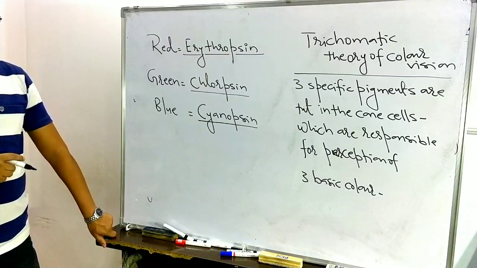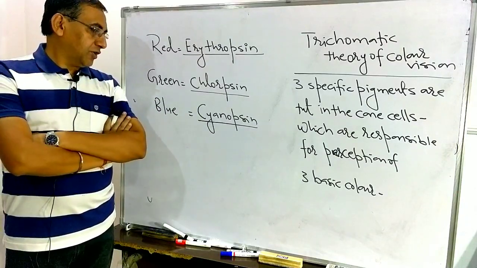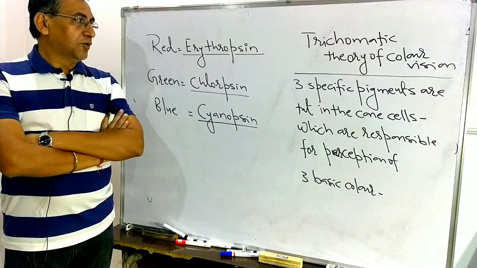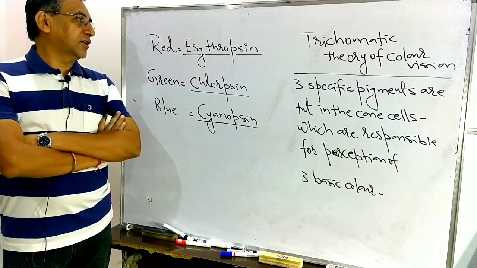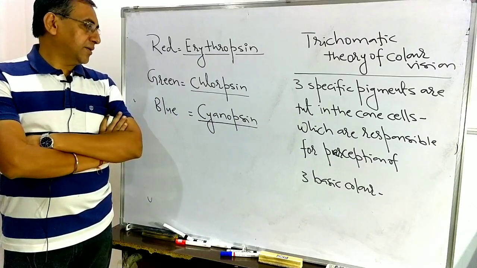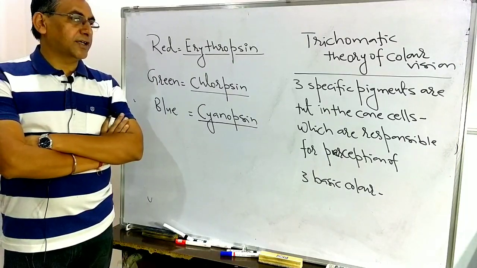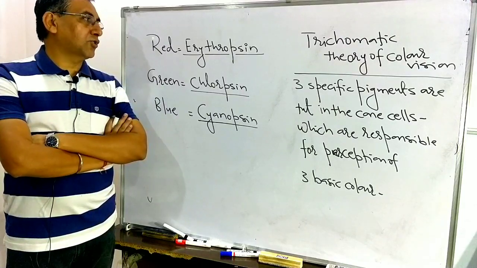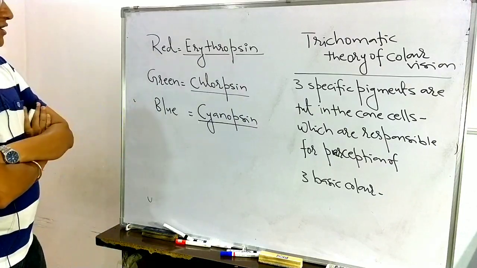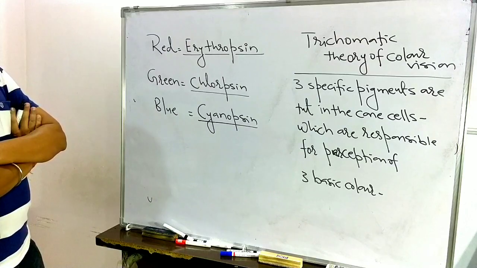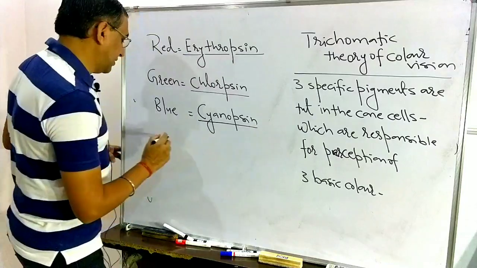Erythropsin is responsible for the red color, chloropsin for the green color, cyanopsin for the blue color. High wavelength is received by the erythropsin, medium by the green, and low wavelength is received by the blue. When equal wavelength light falls on the erythropsin, chloropsin, and cyanopsin, then the white color is produced. So these are the three basic pigments present in the cone cells, responsible for the perception of three basic colors.